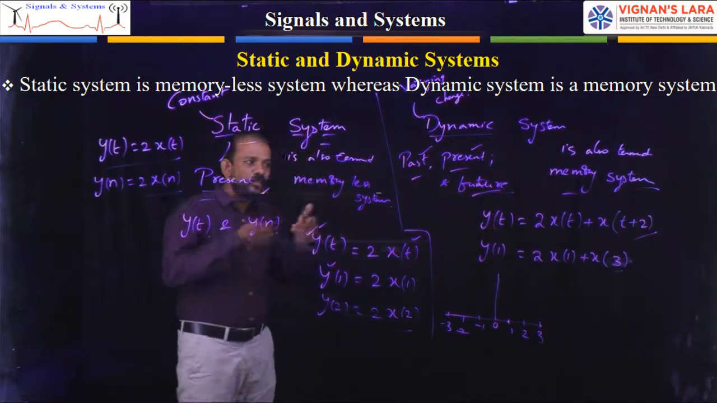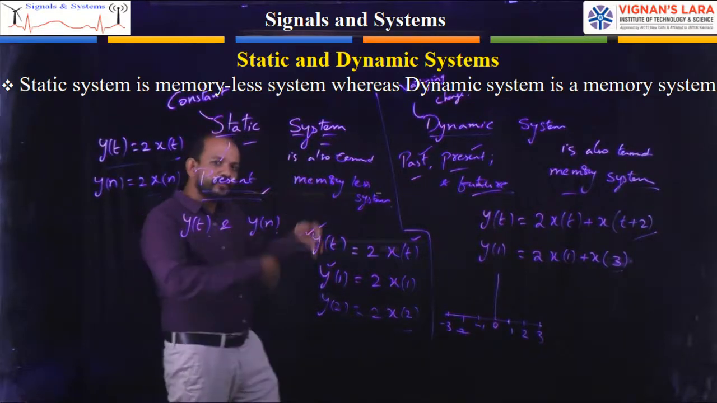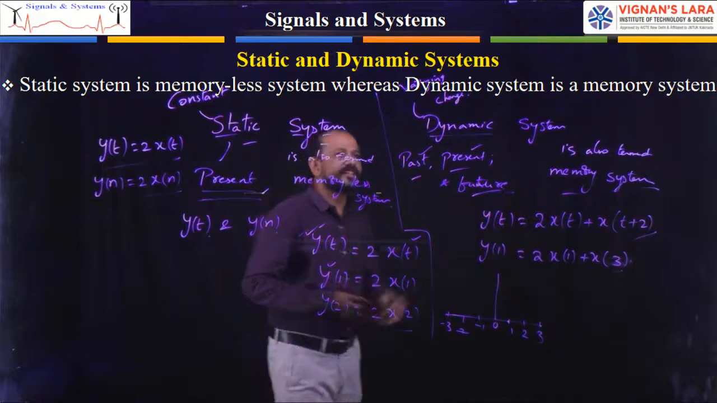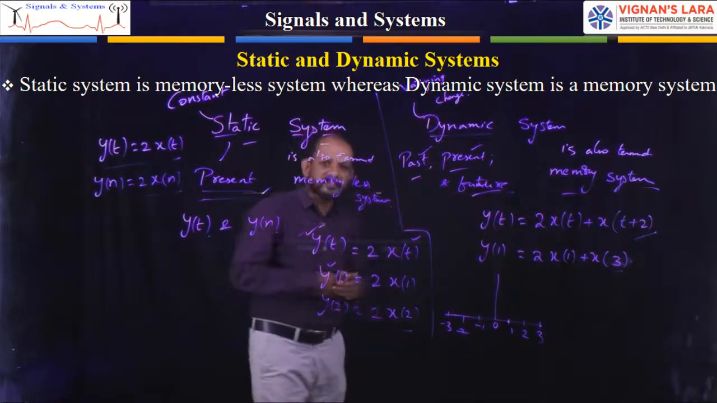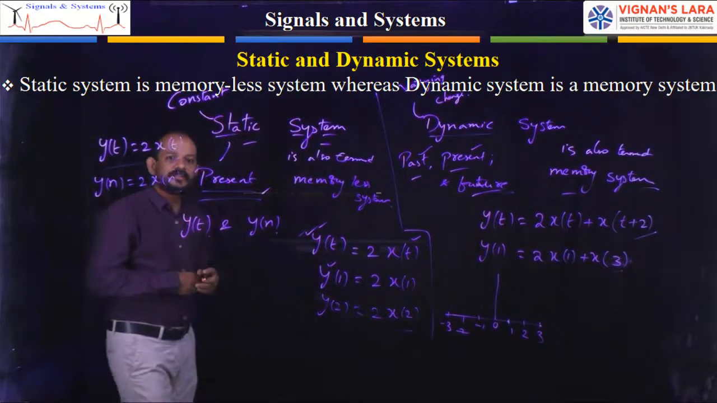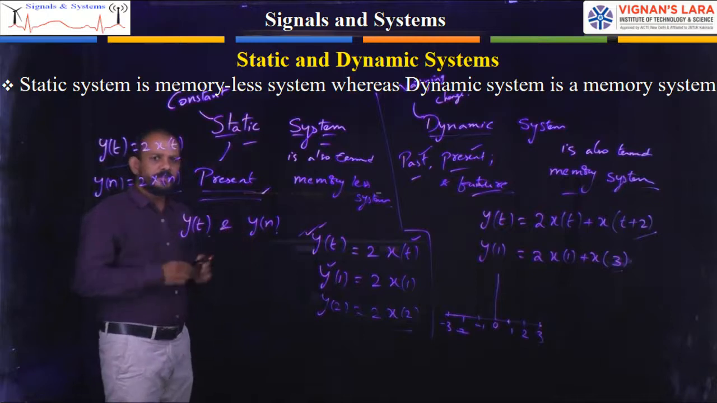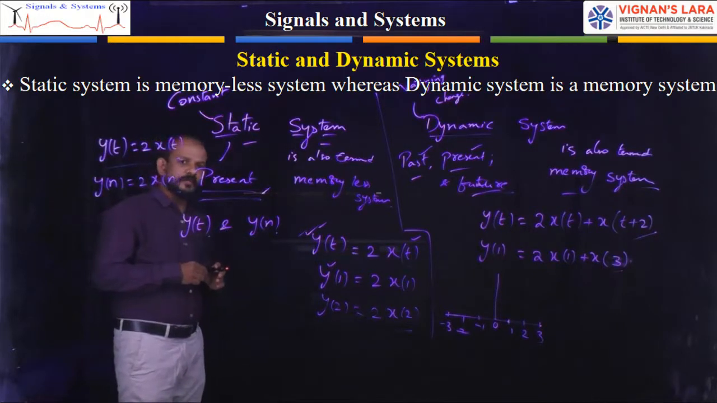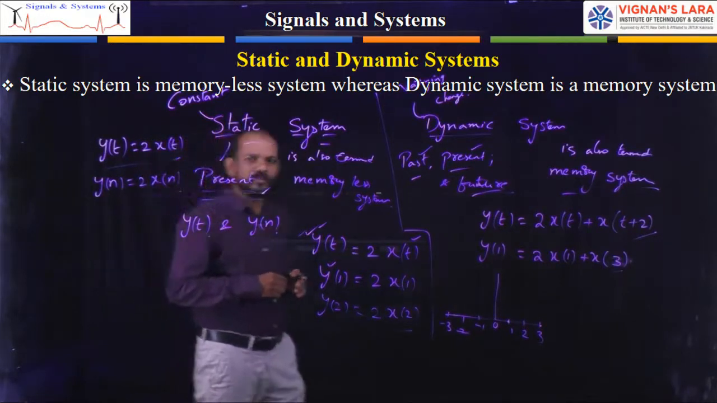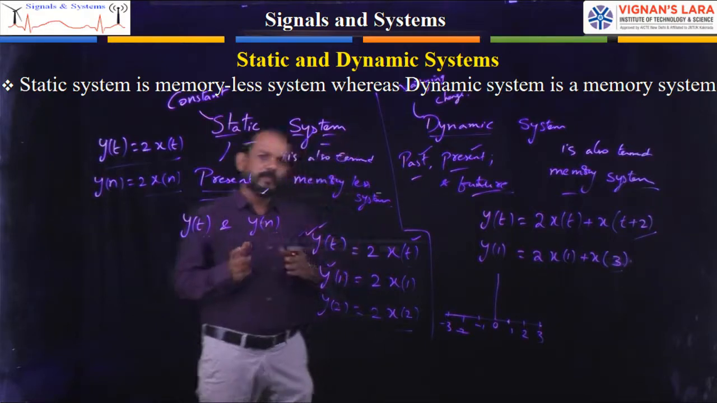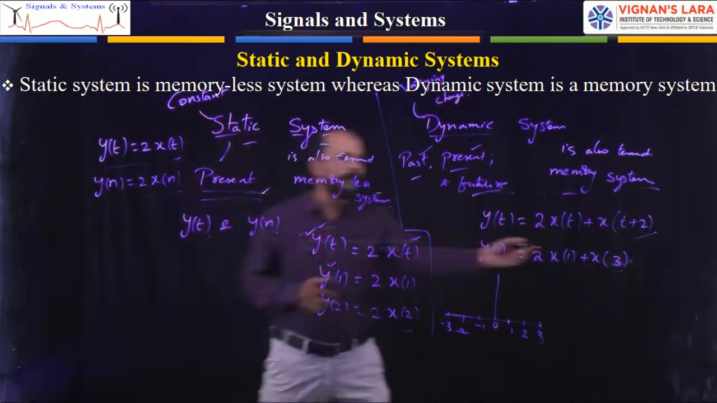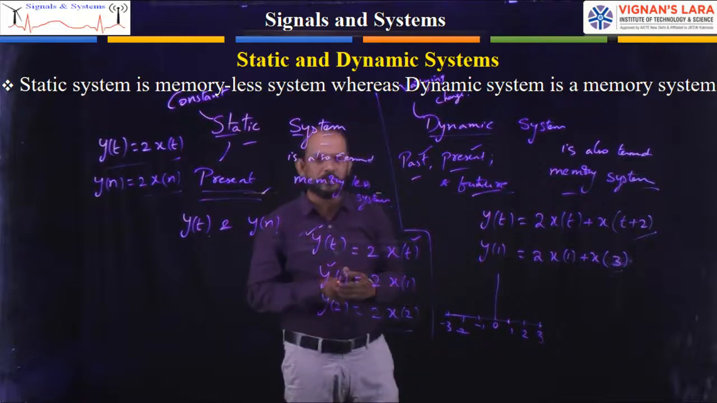So as the output is dependent on the present and future value of the input, we can say that it is a dynamic system. Simple. A system is said to be a dynamic system if its output depends on the past or future values. Here it is dependent on the future values. You can go for another example also.